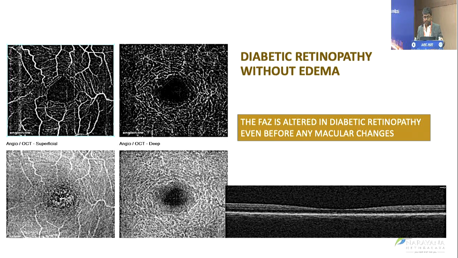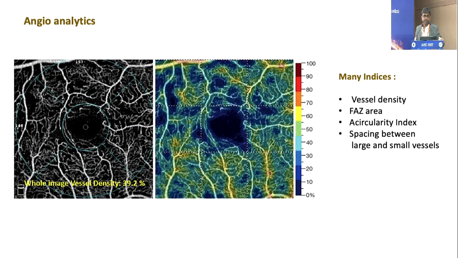There are many studies that have shown that FAZ is altered in diabetic retinopathy even before any macular changes set in. So FAZ increases in size and the vascular density decreases. This is the AngioAnalytics, a machine-built software which gives us the post-image acquisition processing. The many indices, like vessel density, FAZ area, acircularity index, and many more have been coming up, and many studies have been done.